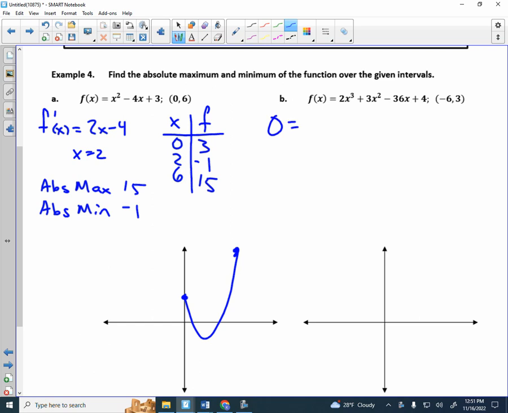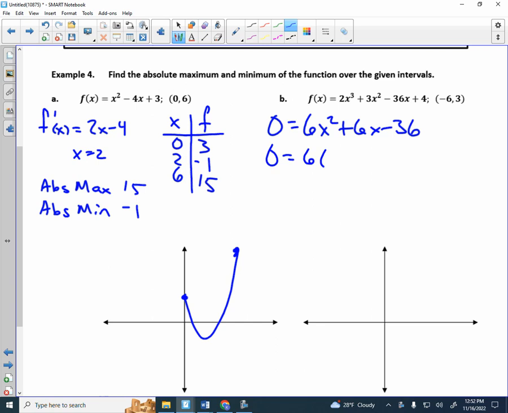We'll take the derivative and set it equal to 0. What's the derivative? 6x squared, 6x. Does that factor? Yes. What if it didn't factor? What could I use? Quadratic formula. And you have that right in your calculator, don't you? But we know how this factors. We don't need that right now.